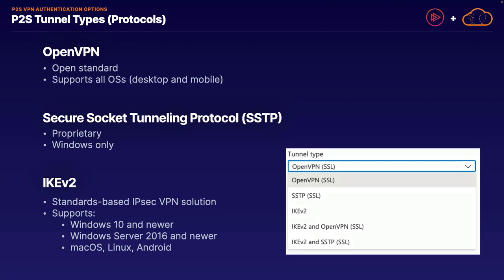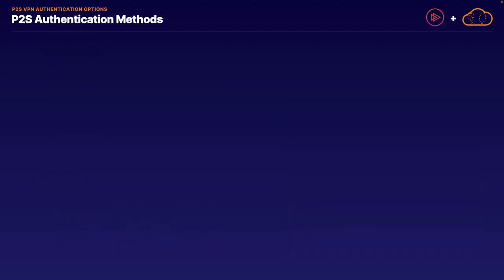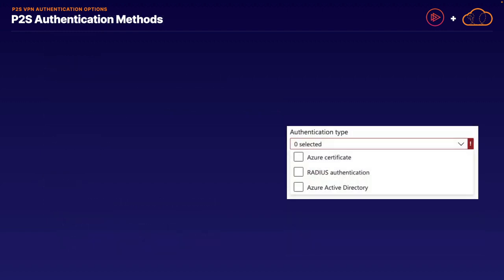Moving on, let's take a look at the other configuration options, which is our different point-to-site VPN authentication methods. Again, as a quick review, those three authentication methods include certificate-based authentication, Azure AD, and Radius server. Let's expand on each one of those in more detail, starting with a certificate.